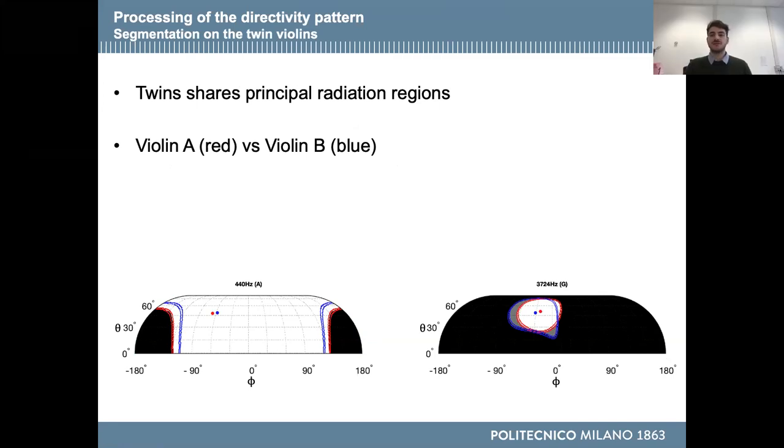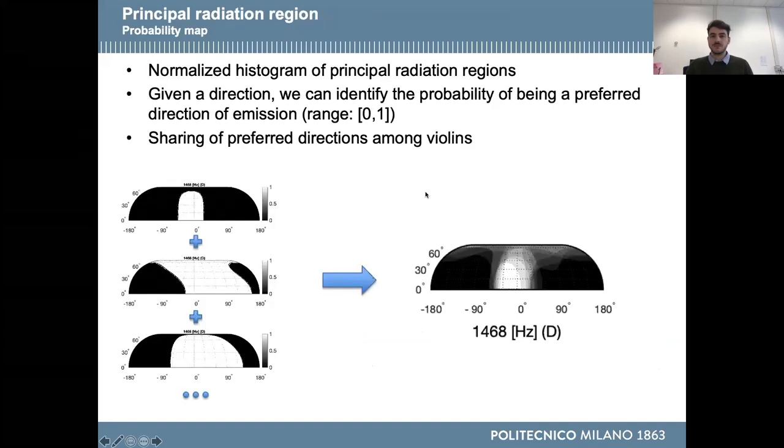So as expected, the twin violins share most of their principal radiation regions. Indeed, we have found that they recorded the highest NCC. But here we can have a somewhat better idea of what the shape of the directivity pattern is. We can easily visualize this agreement between the principal radiation regions simply by superimposing the binary maps of the twin violins. But we can do something more. With the binarized pattern, we can compute a histogram of the principal radiation regions. This is simply achieved by summing the binarized patterns of different violins at a given frequency.